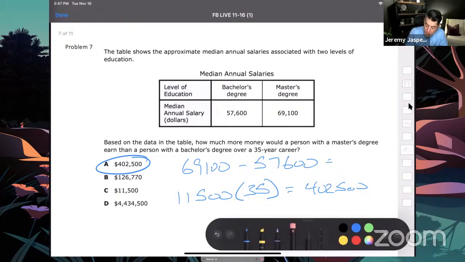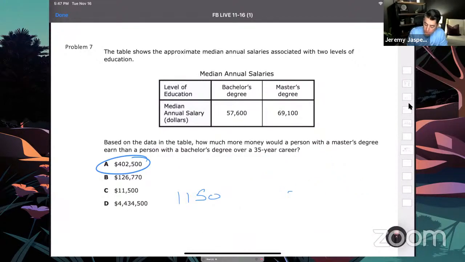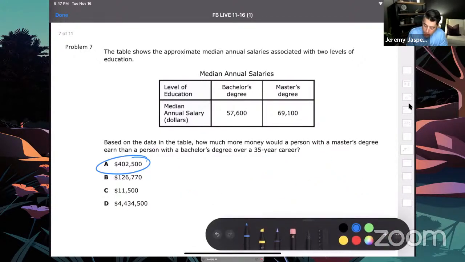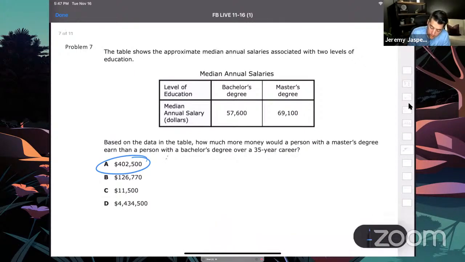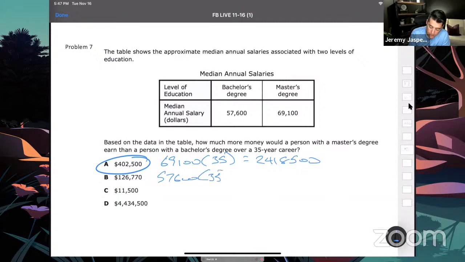A lot of people may not do it that way. This is why I showed it to you first, because I'll show you if we did it the other way. If I have 69,100 for my master's salary and multiply it by 35, I'm going to end up with a really large number, 2,418,500. And then if I do the 57,600 times 35, I get another large number, 2,016,000. We need to take the difference of that.